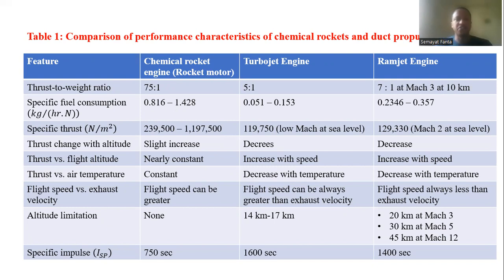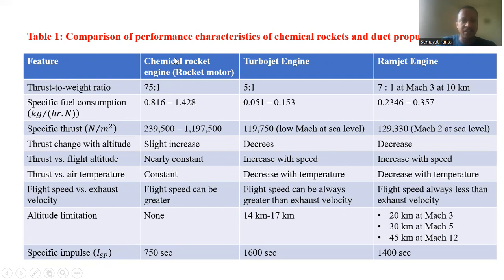Thrust change with altitude is another performance parameter. Thrust versus air temperature, flight speed versus exhaust velocity, altitude limitations, and the specific impulse, which we call ISP. So these are some of the parameters which we must understand in our future discussions also.